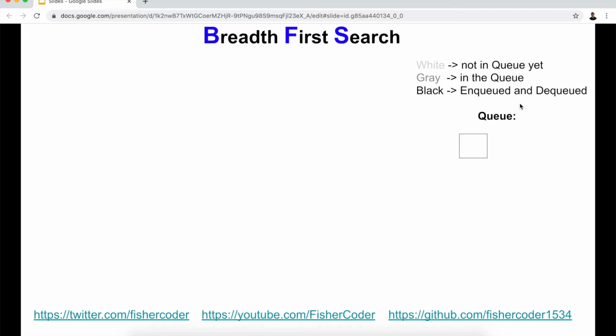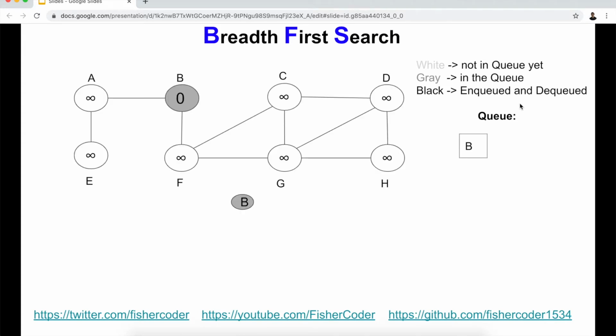And another thing to note is that for the graph, we're going to use an adjacency list to represent a graph. So initially, all of the vertices will be white, except the starting one, which we will call B. So B will be our starting point, and we have B initially painted as gray because that's the one we're going to start.